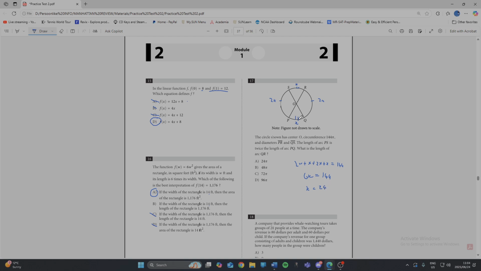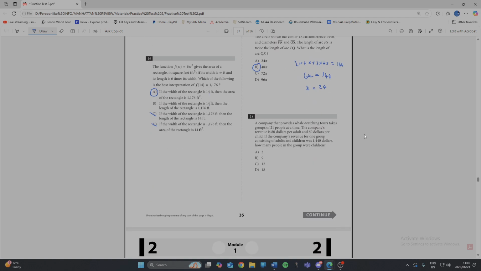Okay, so if x is equal to 24, that means they are asking us for the length of arc QR, which is this one. So that is equal to 2x, right? So 2 times 24 is equal to 48. So the answer would be 48 pi. Okay, let's keep it going.